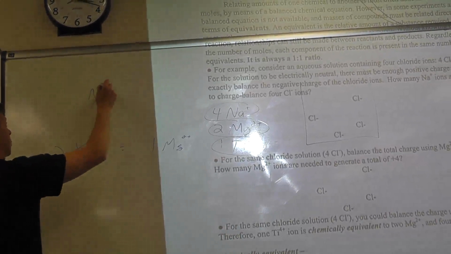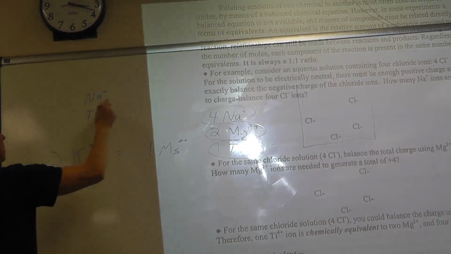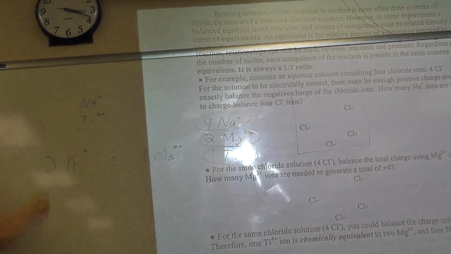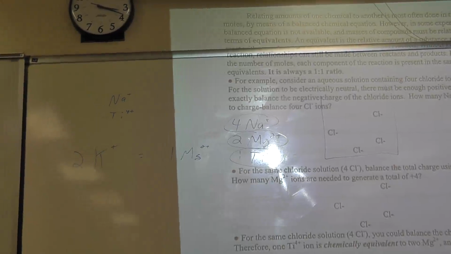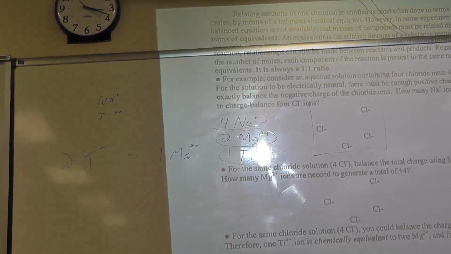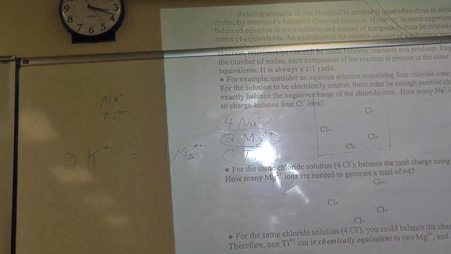Based on charge, do you see that this 1 titanium ion can do 4 times as much bonding as that 1 sodium could? Yes, because of its magnitude 4 charge. All right, good.